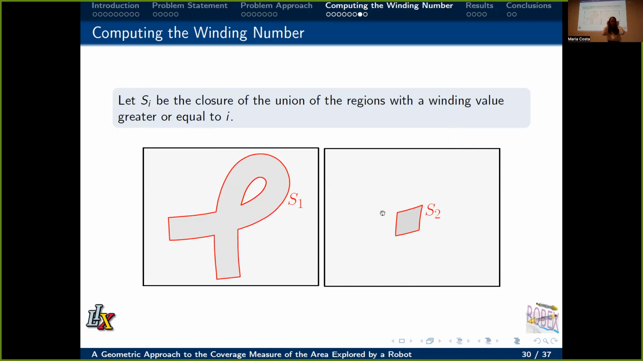Okay, so now that we determined the winding number value of all the regions that we have in the plane, we are going to be constructing some sets with this. We are going to be constructing sets that I call Si, where i is considering the winding number value. So for example, in the previous example, we will have the set S1 with points in the plane that have a winding number equal or superior to 1. And we will have the set S2 with points in the plane that have a winding number equal or superior to 2.